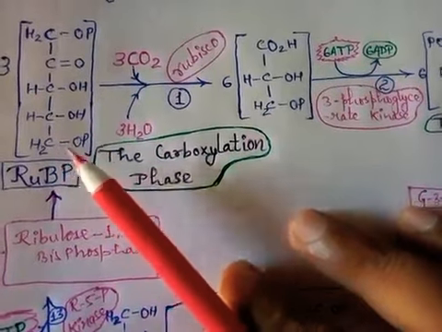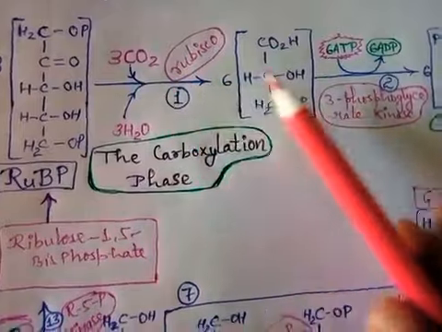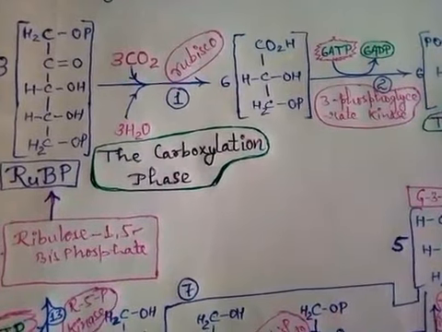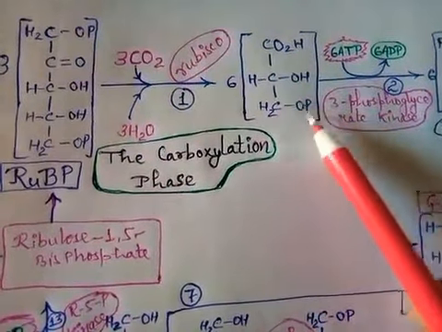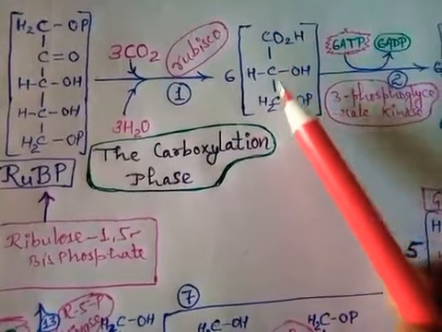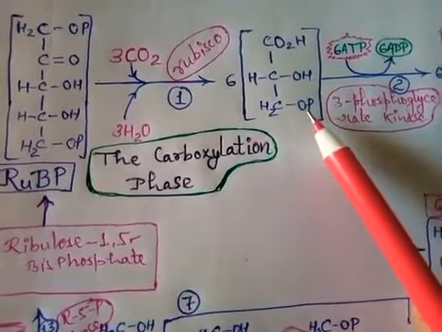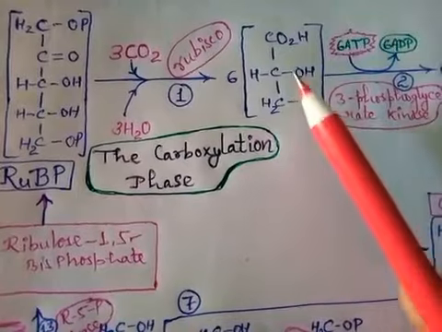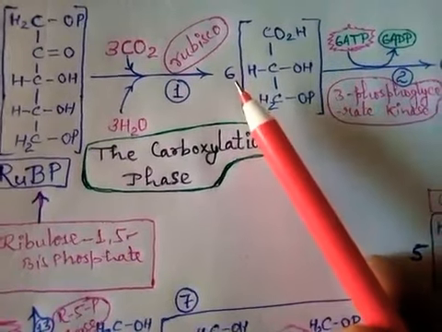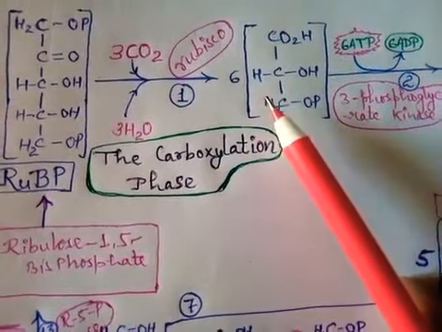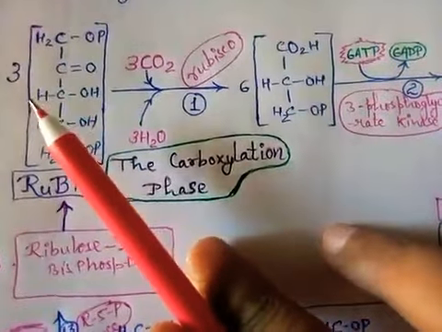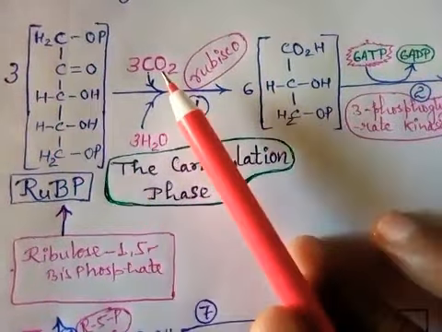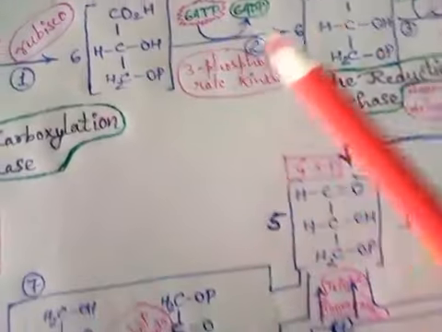Second, from RuBP and CO2 we get a product known as 3-phosphoglycerate. This is carbon number 1, 2, 3. On the third carbon there is a phosphate, that is 3-phosphoglycerate. 6 molecules of 3-phosphoglycerate are produced from 3 molecules of RuBP and 3 molecules of CO2. Now the reduction phase starts from here.